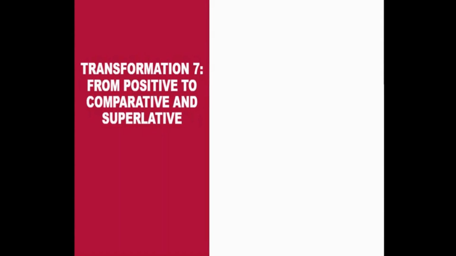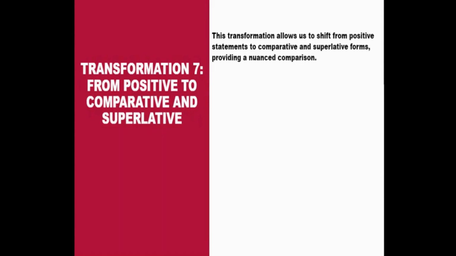Now, transformation number 7, from positive to comparative and superlative. Okay? Talking about comparison, and that is what this transformation is all about. It allows us to shift from positive statements to comparative and superlative forms, providing a nuanced comparison. All right. Now let's look at some examples.